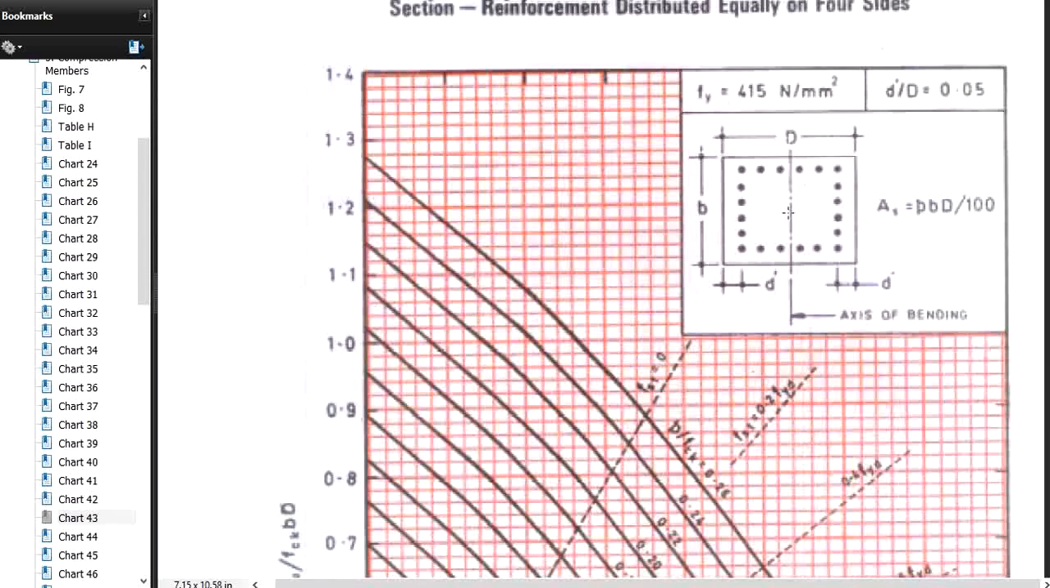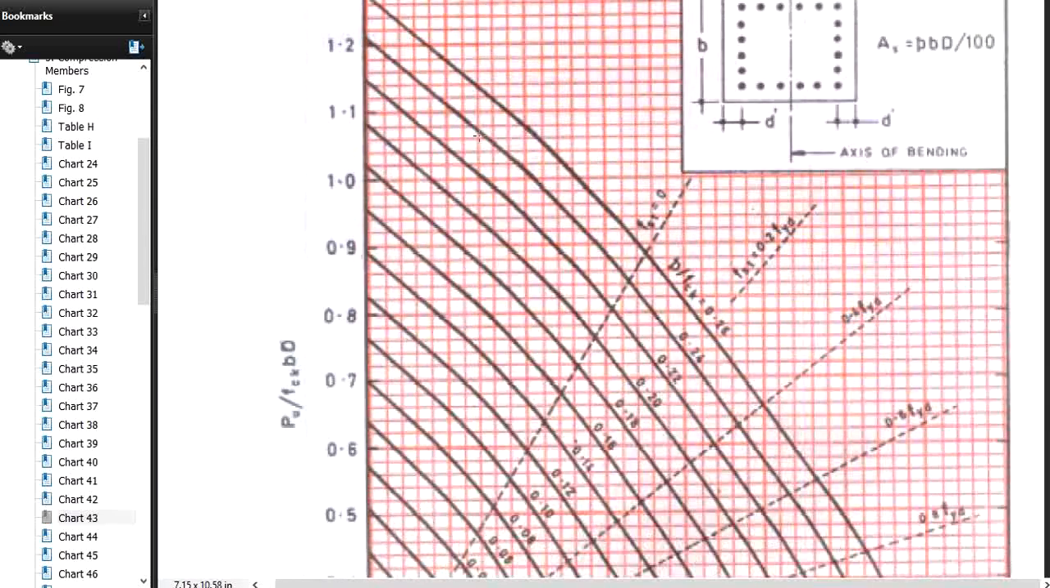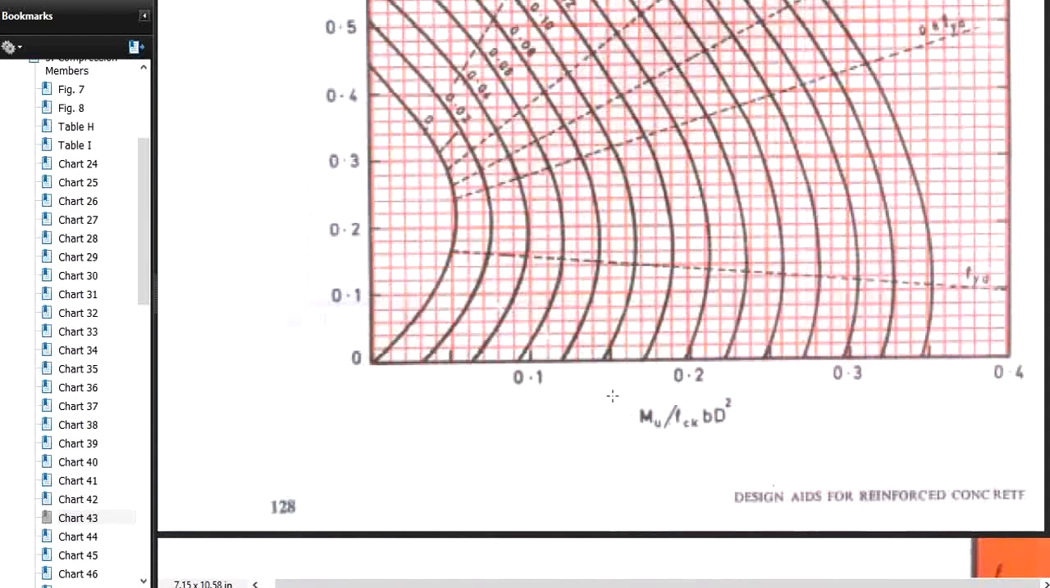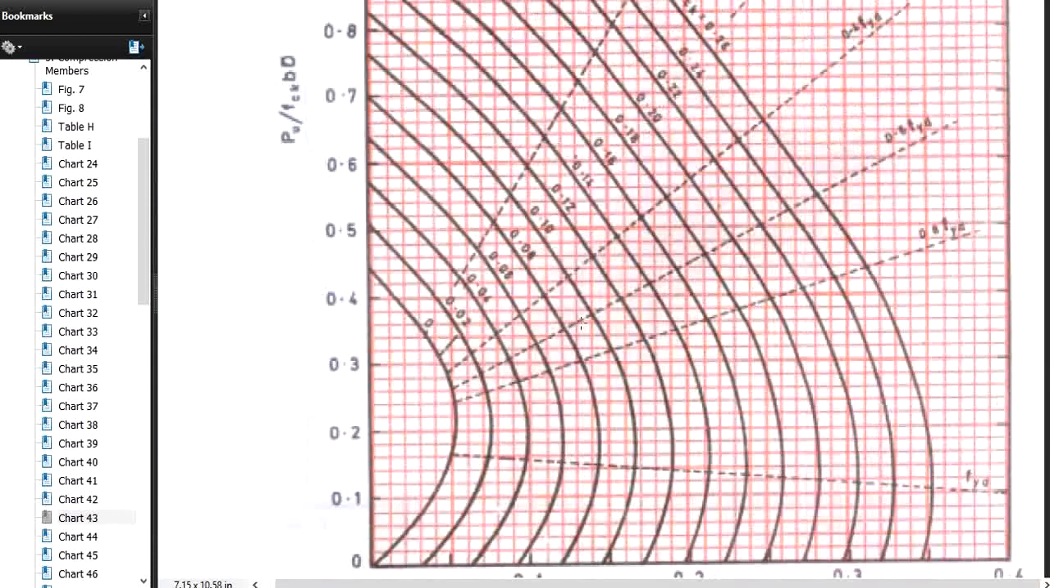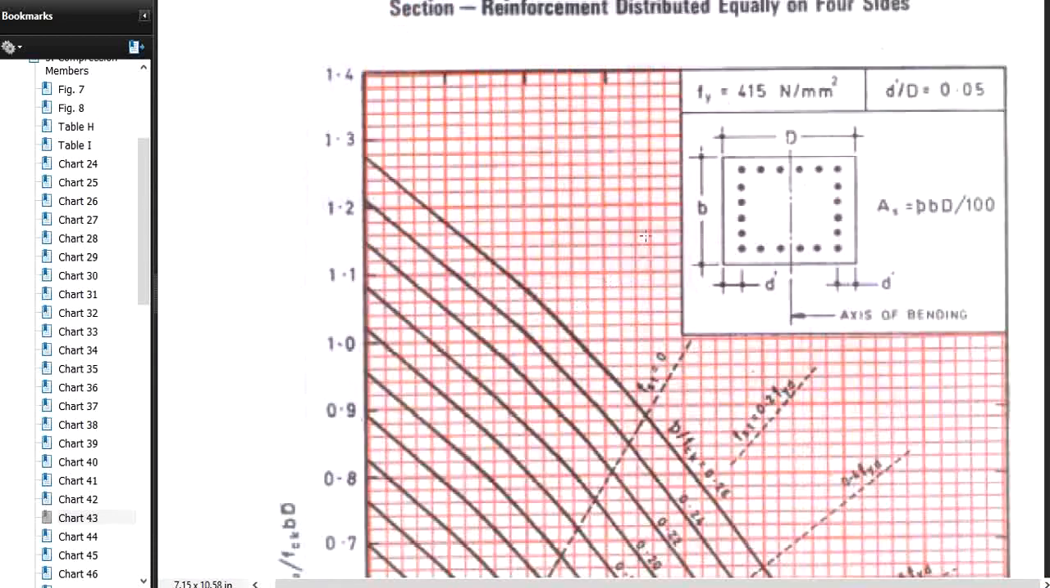So all the data they have given, we just need to check whether the reinforcement or section which we are providing is sufficient to carry the moment which they have given. So this is the analysis type of problem.